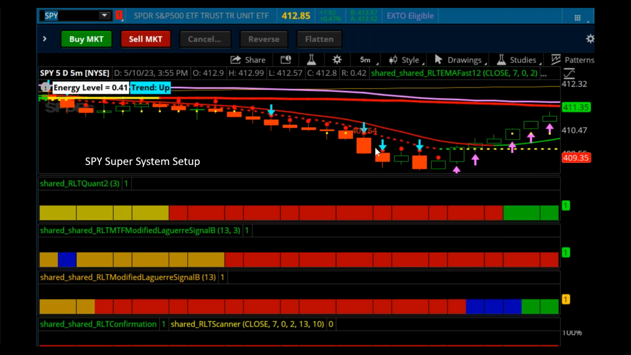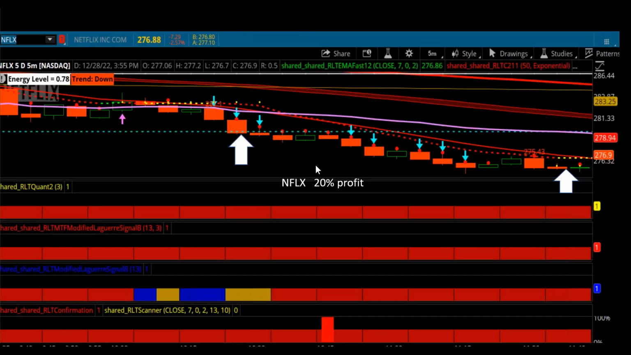As soon as I started to see some green, I get out of the trade. But it's a nice profit if you're trading the SPYs, the Qs. You can trade the ES. You can trade futures off of this as well. You can have the ES up here or the NQ up there, whatever you want. It'll trade off of any of those. Netflix, this was a nice 20% profit.